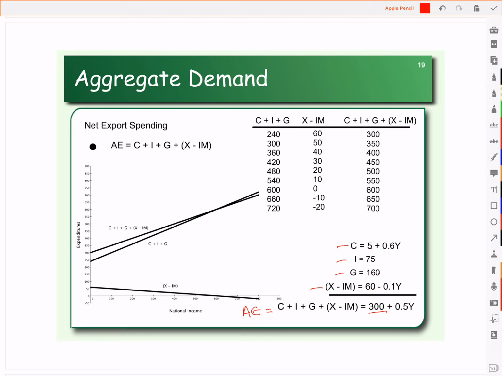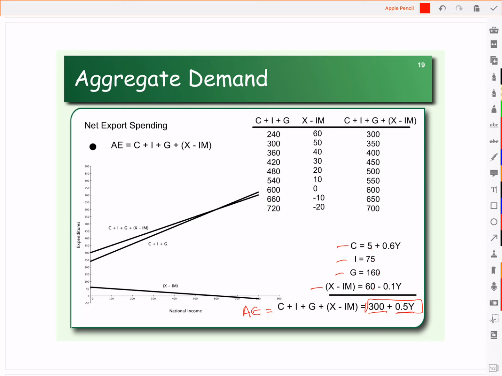Then we add the numbers that do contain a Y. So we have a 0.6 Y and we have a minus 0.1 Y. So we get 0.5 Y. So our aggregate expenditure function is 300 plus 0.5 Y, which is the same formula we found in the first video looking at aggregate expenditures.